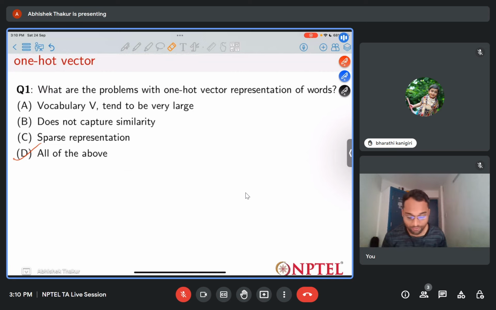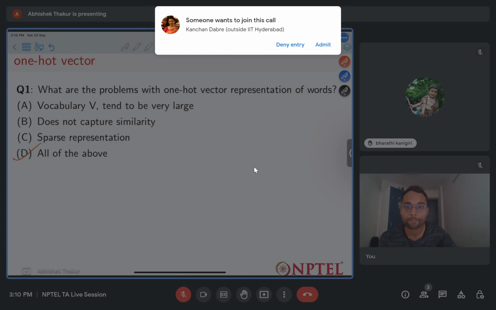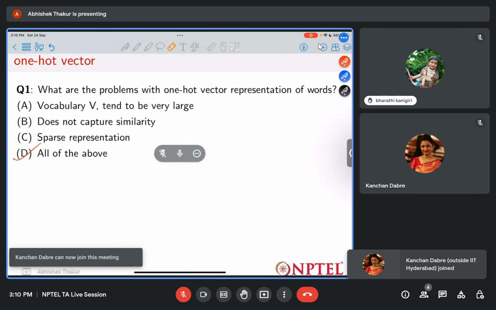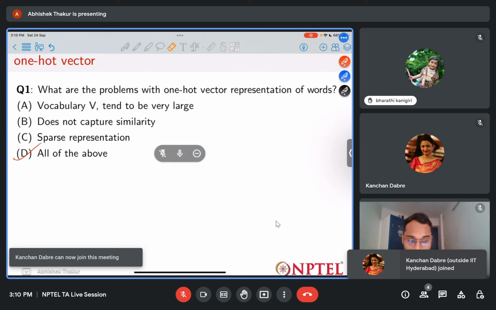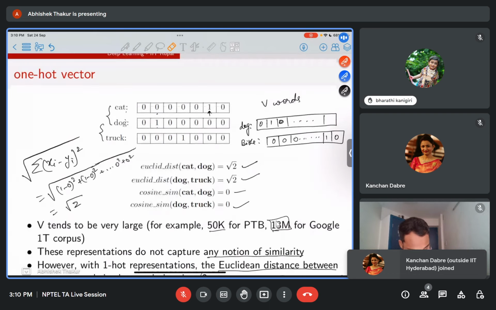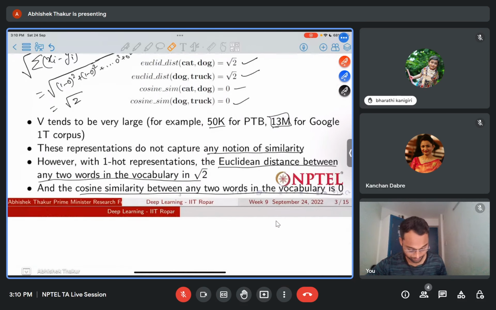Okay. And why are we representing words with some vector? So done with the first question. Now we'll move on to the second question.